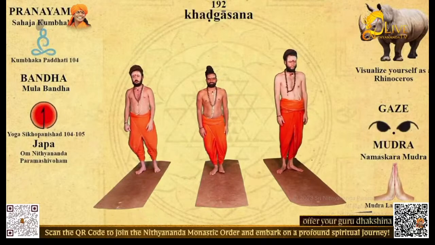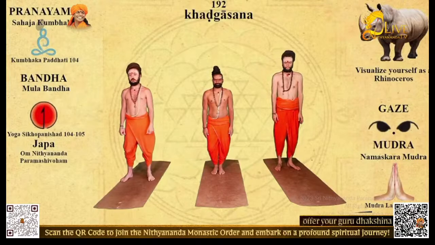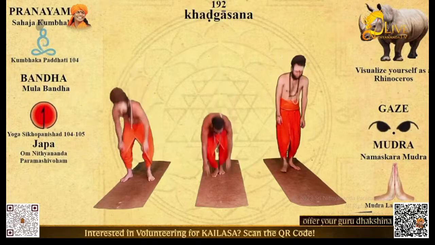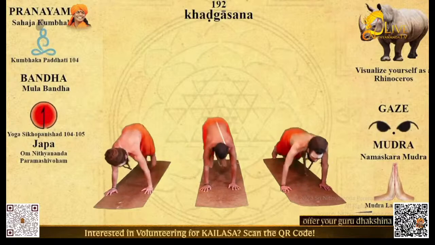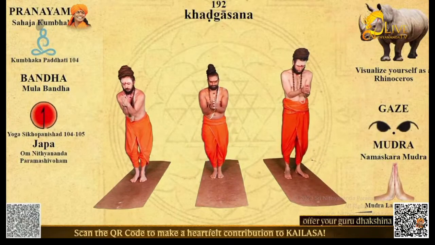The next asana is Khadgasana. Now visualize yourself as a rhinoceros, gaze to your nose, lay down on your stomach, and then jump your feet up to your hands, stand up and keep your hands in Namaskara Mudra in front, symbolizing the horn of the rhinoceros.